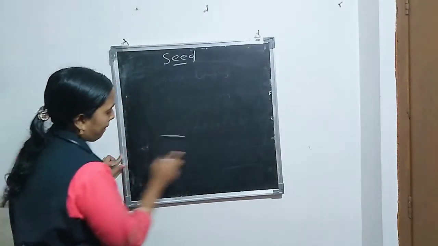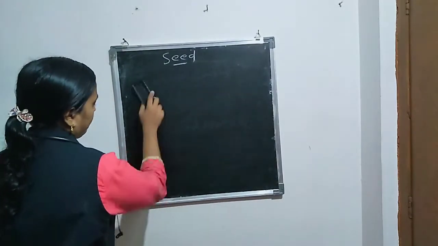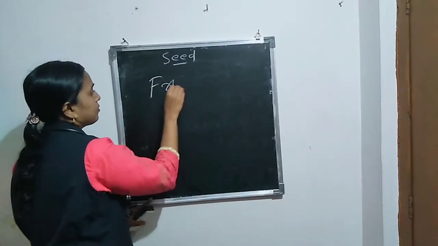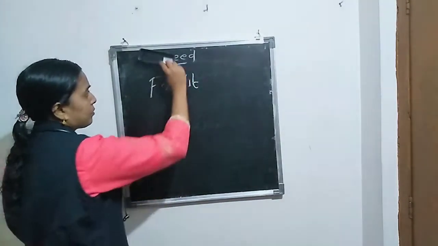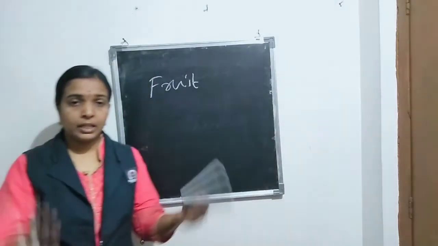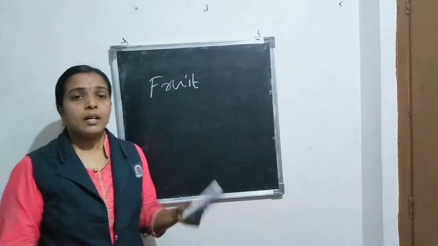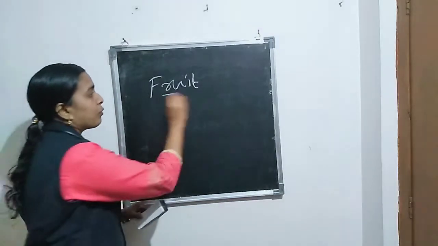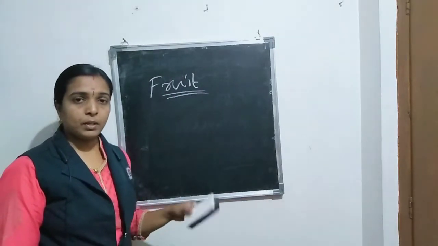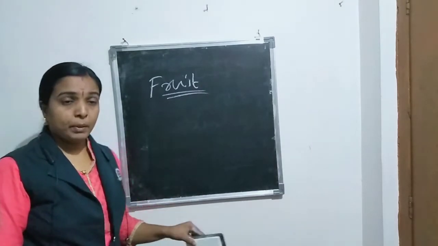Then next is fruit. Next topic is fruit. Fruit, as we all know, we already learned, but I will repeat again. Fruits are the products of fertilization. Which part of the flower becomes fruit? That is, the ovary becomes fruit.